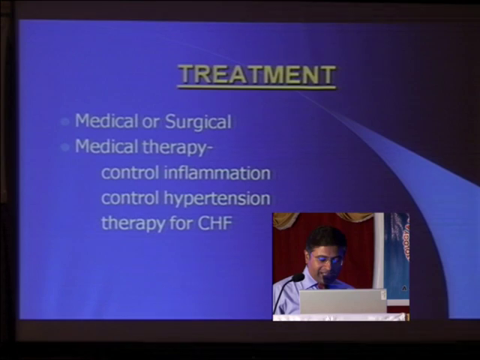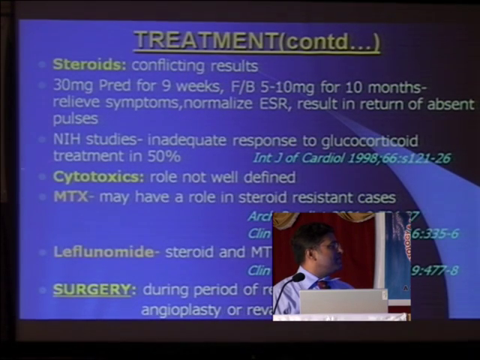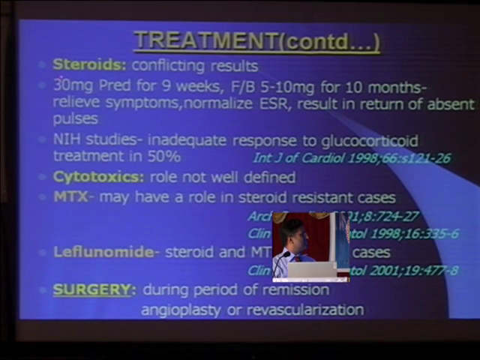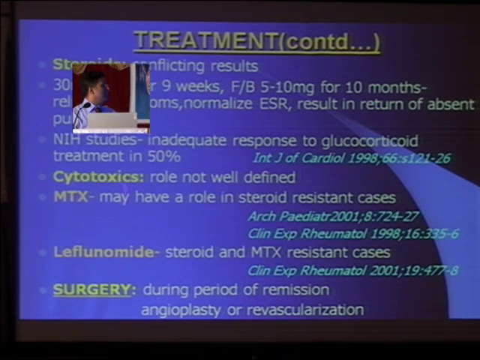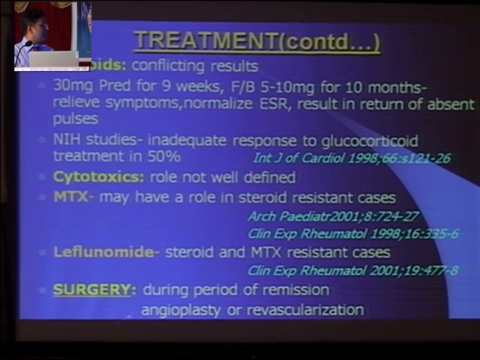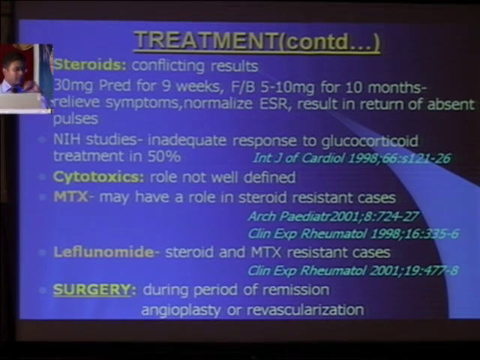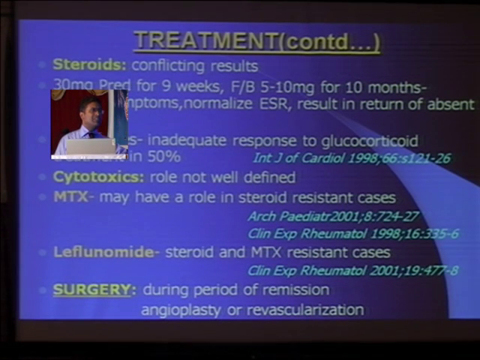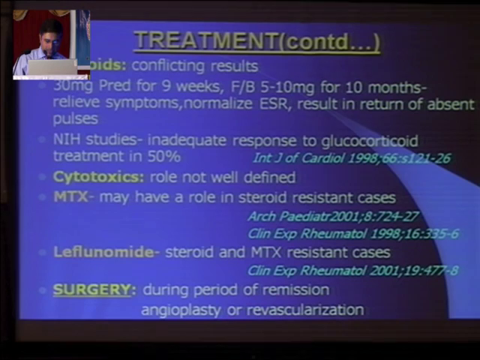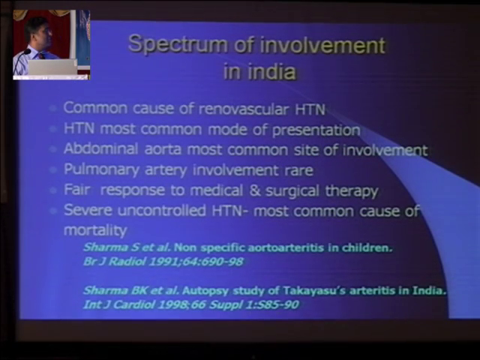So even assessment of the inflammation is extremely difficult. There are a lot of conflicting results, but yes, one can give steroids and then taper it off. Methotrexate may have a role in steroid resistant cases. There have been studies with leflunomide, but what is really important is renal artery stenosis, etc., which can develop. You can do a stenting, and stenting has a huge role.